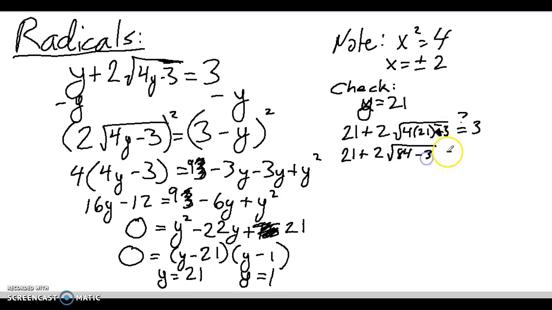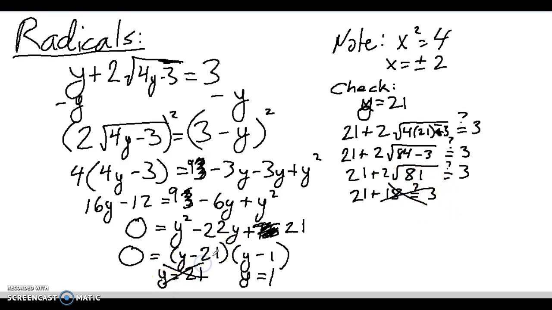84 minus 3. Is that equal to 3? 84 minus 3 is 81, and the square root of 81 is 9. So we have 21 plus 2 times 9, which is 18, and ask, is that equal to 3? At this point, we can clearly see it's not. So 21 is not one of our solutions.